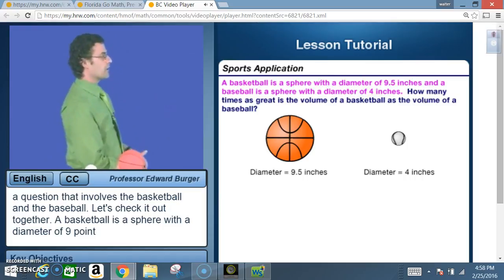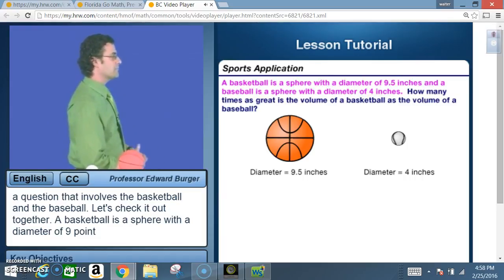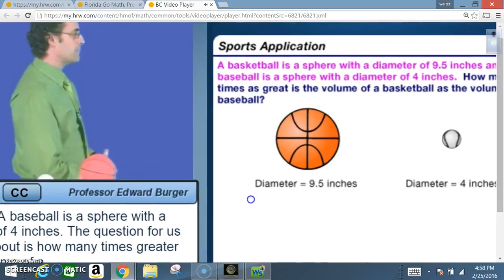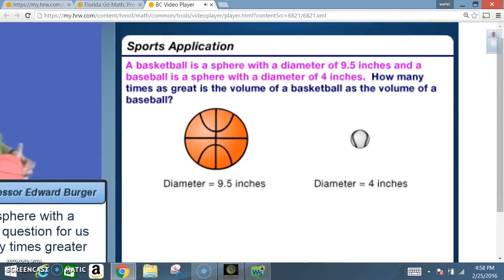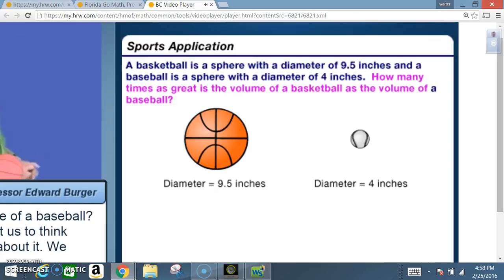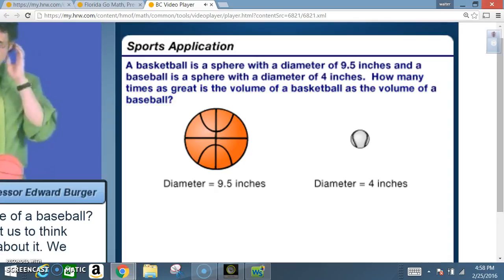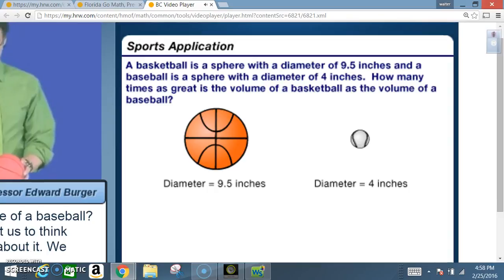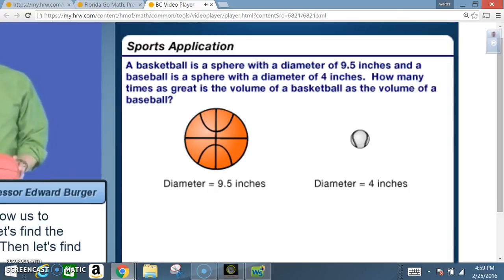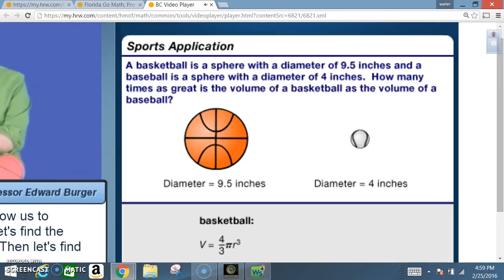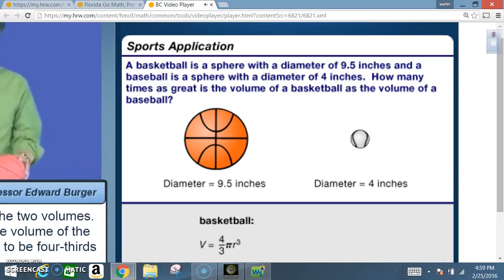A basketball is a sphere with a diameter of 9.5 inches, and a baseball is a sphere with a diameter of 4 inches. The question is how many times greater is the volume of a basketball than the volume of a baseball? Well, we know information about the diameter, which will allow us to compute volumes. First, let's find the volume of the basketball, then the volume of the baseball, and then compare the two volumes.